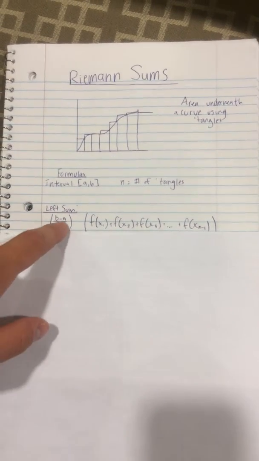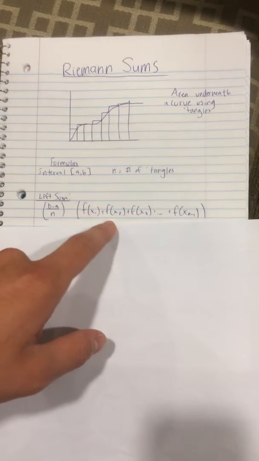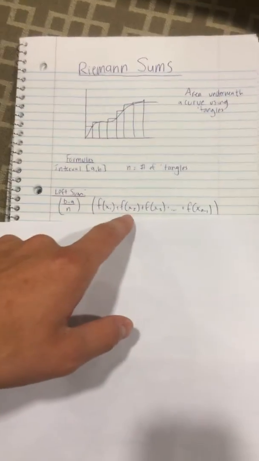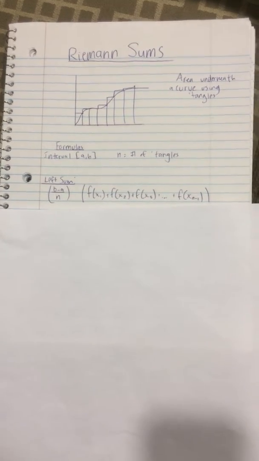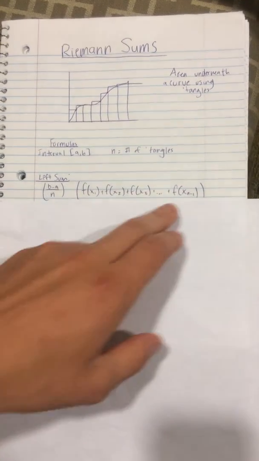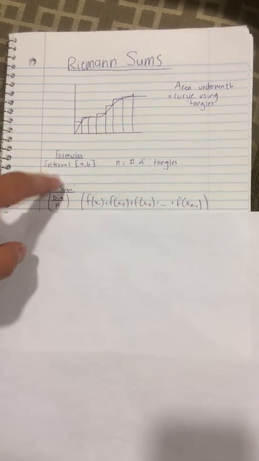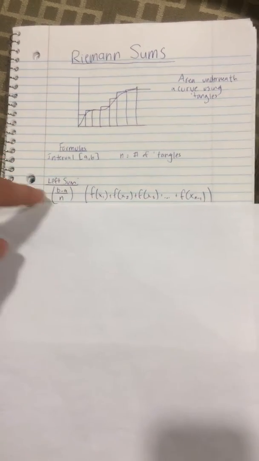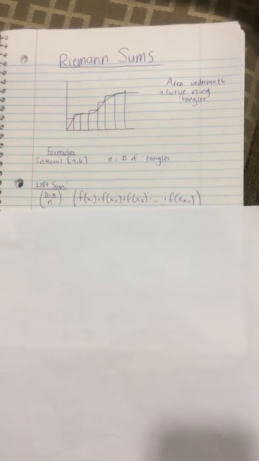The left sum is (b minus a) over n times f of x sub 0 plus f of x sub 1 plus f of x sub 2 plus f of x sub 3 all the way till f of x sub n minus 1. Now, these are your y values for your function, and b minus a is the interval you're given, and n would be the number of rectangles you're supposed to use, as in the rectangles up here.